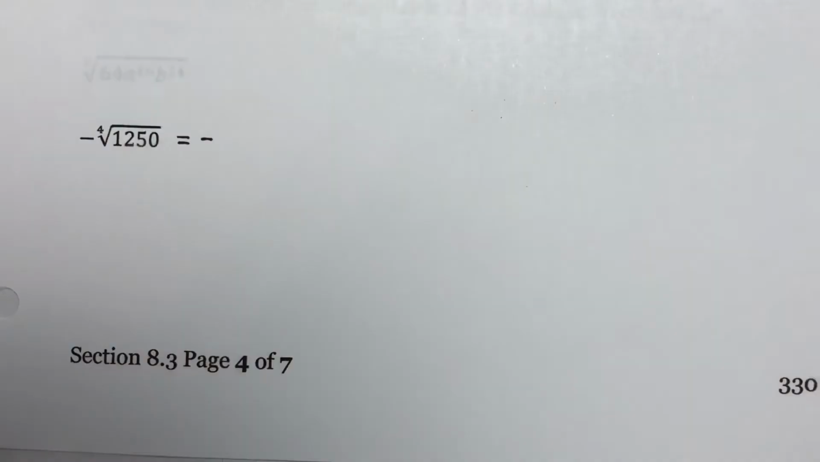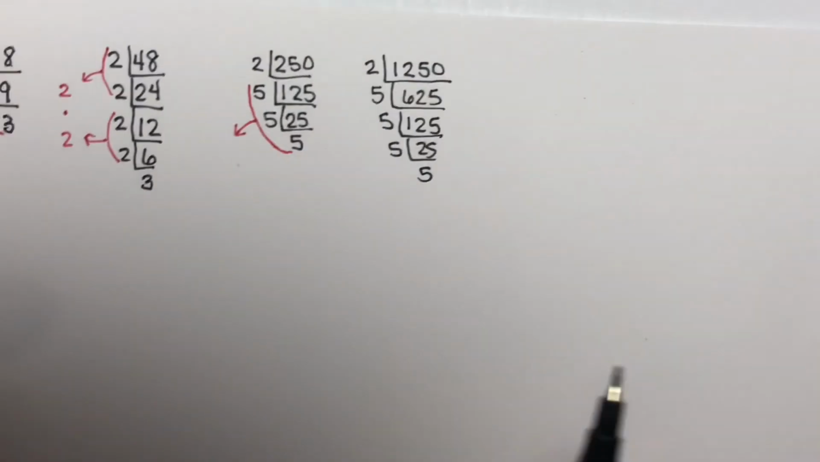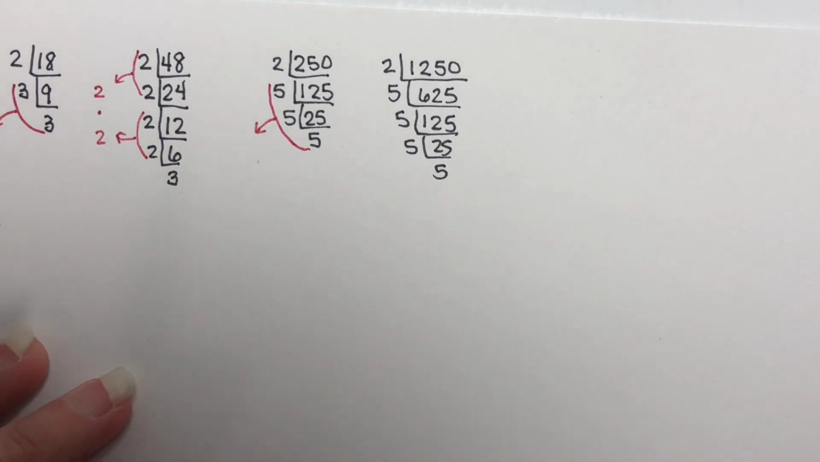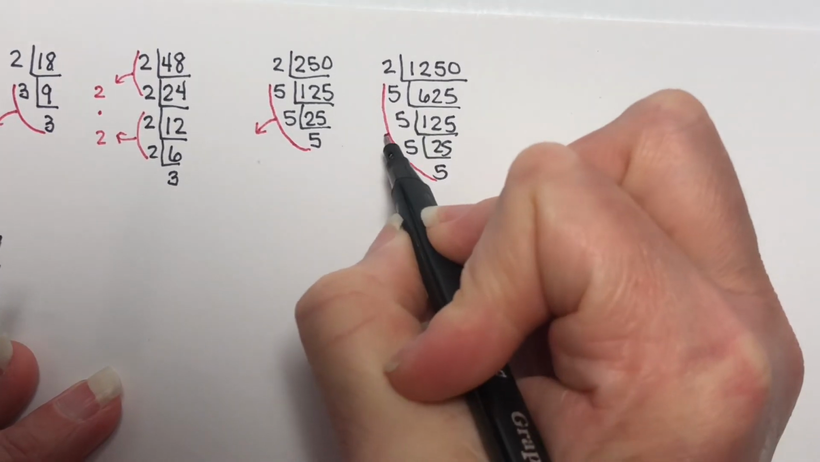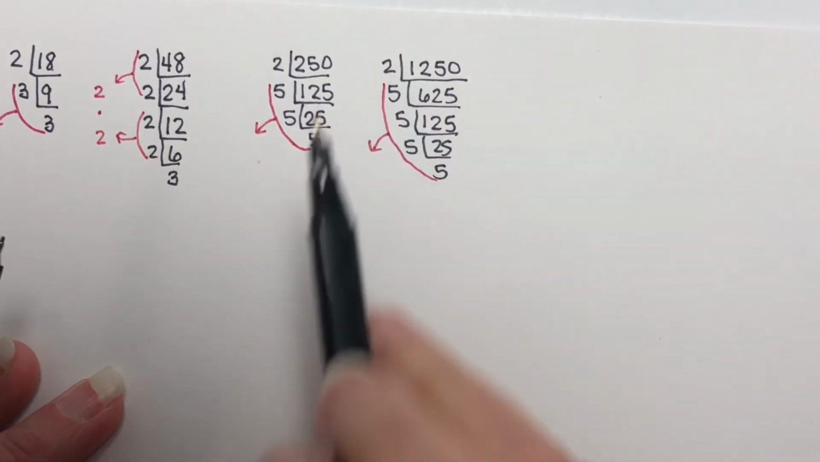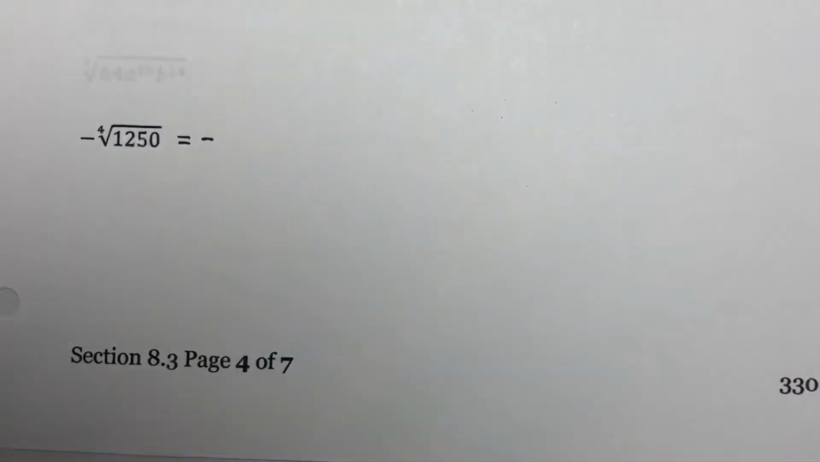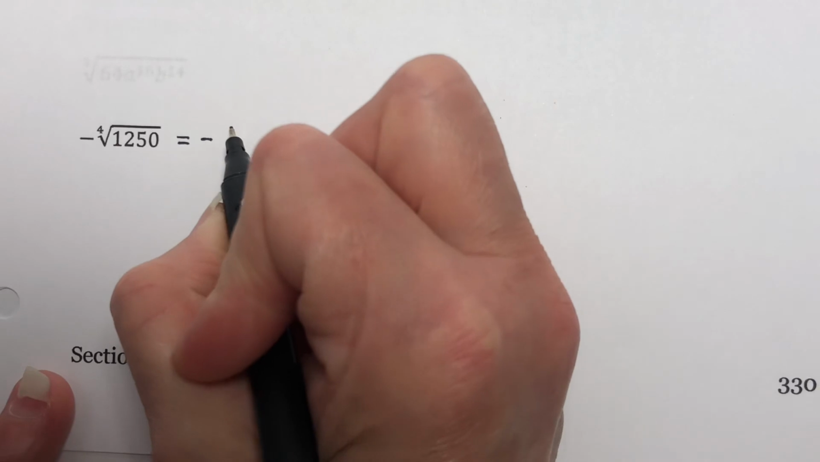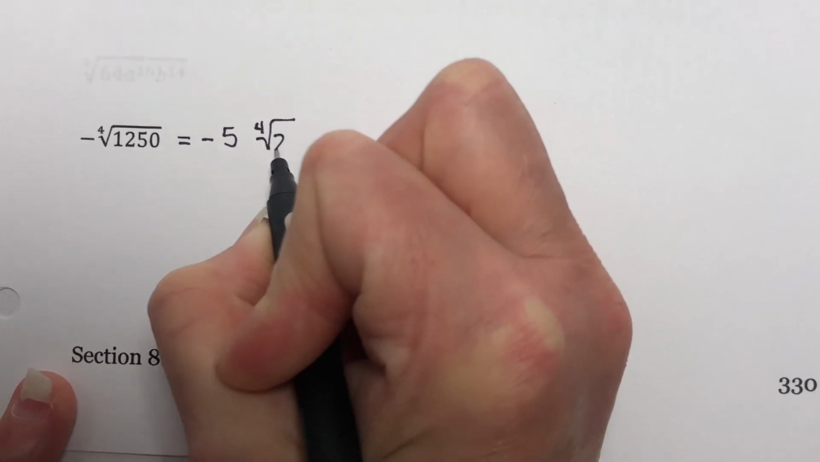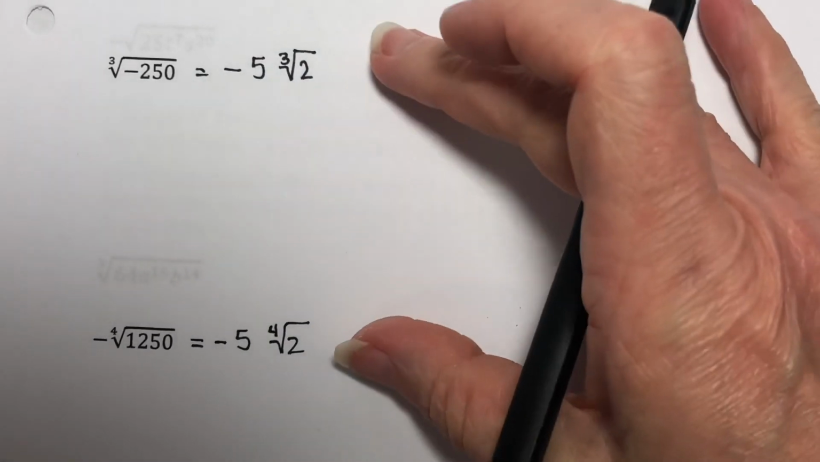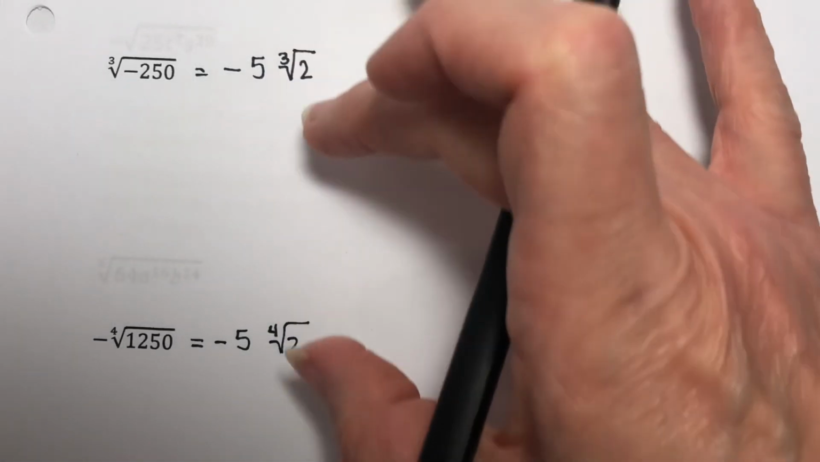Okay, now this is a fourth root, so I'm looking for 4 of a kind. I have 4 5s right here. So the 5 is going to move on the outside, and I have a 2 left over. So this is 5 times the 4th root of 2. Notice how similar these two are? The difference is the index.